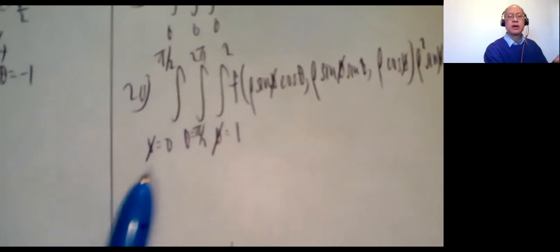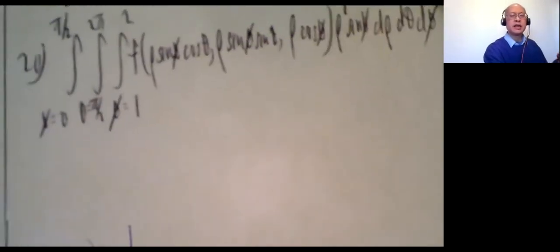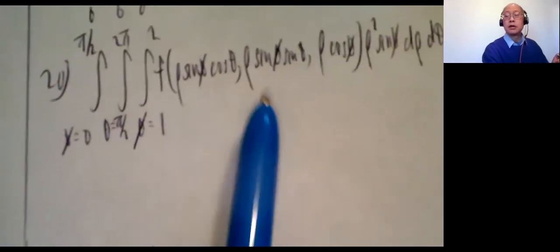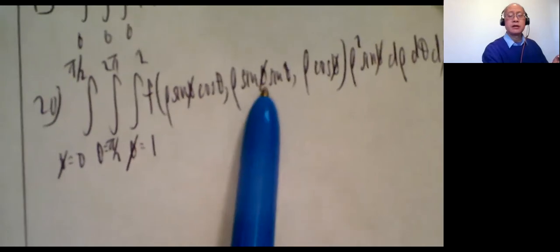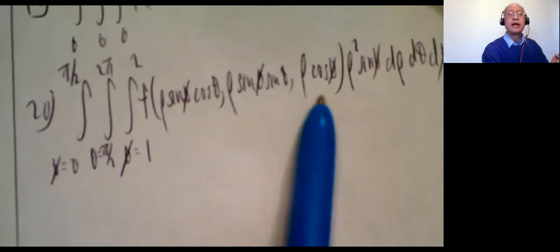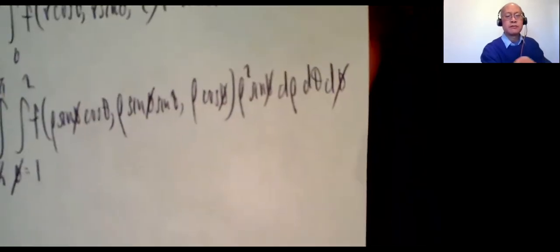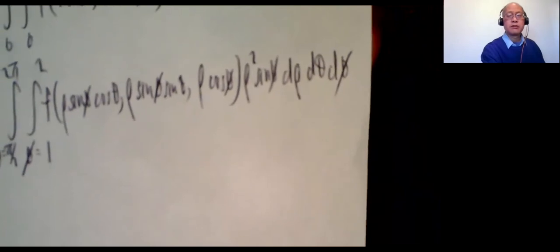So here we go. Rho goes from 1 to 2. Theta goes from pi over 2 to 2 pi. Phi goes from 0 to pi over 2. And then for f of x, y, z: x is rho sine phi cosine theta, y is rho sine phi sine theta, z is rho cosine phi. And then dv is rho squared sine phi, d rho, d theta, d phi. And there we go.